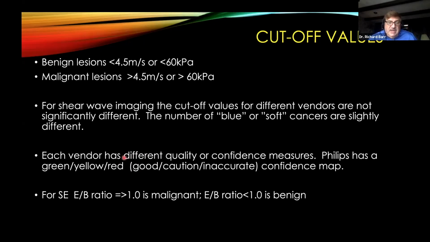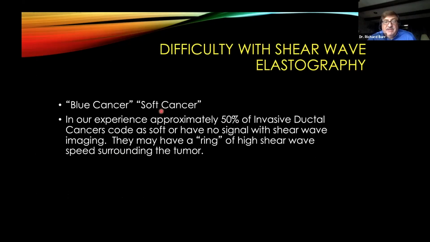In our experience, the shear wave speeds are a little bit more the same between vendors. But one key thing here is that there's an artifact in shear wave imaging where the cutoff values could be very wrong. There's something called blue or soft cancers, meaning that on shear wave, their values are very low, but they're actually cancers. We're going to talk about that in detail. In our experience with a light touch, approximately 50% of invasive ductal cancers will either code as soft or have no signal with shear wave imaging. Many of them will have a ring of high shear wave speed surrounding the tumor.